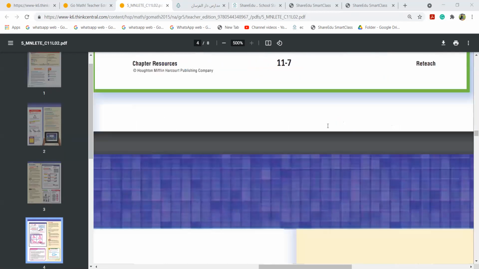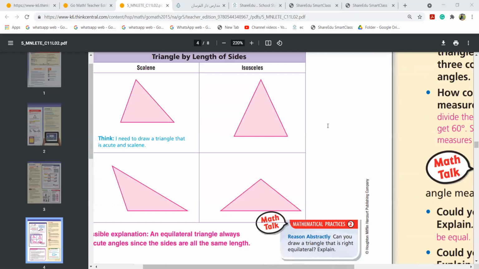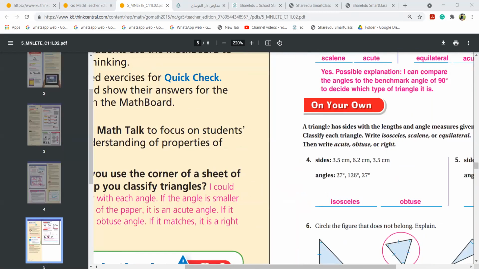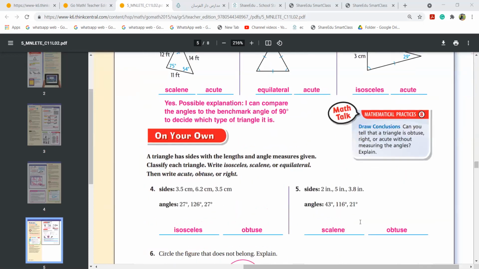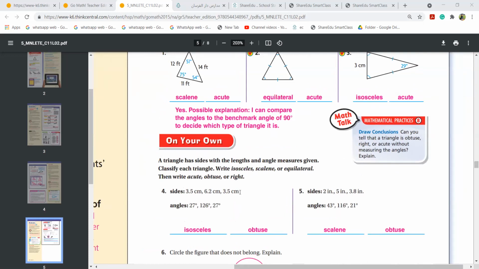Now, go to page number 645. Leave this page. Now, all less than 90, acute. All are different, scalene. All are the same, equilateral, acute. Even this is acute, and you have two the same and one different, isosceles. Now, sides: two are the same, isosceles. 126 is more than 90, obtuse. More than 90, obtuse. Scalene because all are different.